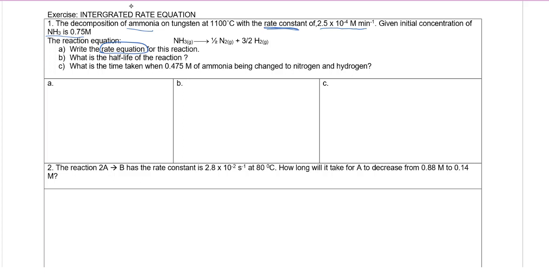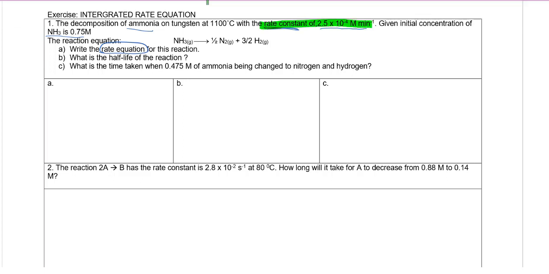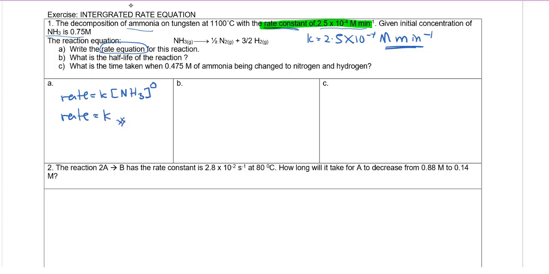But you can determine order of reaction from the unit of K. The unit of K, rate constant, is molar per minute. So K is 2.5 times 10 to the power of negative 4 molar per minute. This unit is suitable for a zero order reaction. So your reactant has zero order. So rate is equal to K, concentration of NH3 to the power of 0. Anything to the power of 0 is 1, so your final answer is rate is equal to K. You need to simplify your answer.